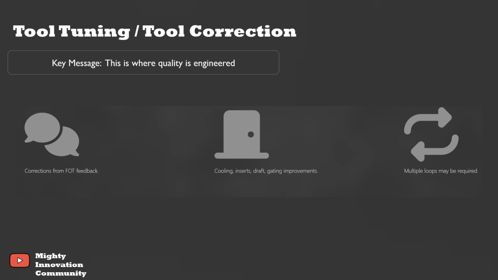After FOT, very few parts are perfect. This phase is called tool tuning or tool correction. Based on the FOT feedback, the tool inserts can be adjusted, the cooling lines optimized, or the gating or the draft angles corrected. Most parts need one or two tooling loops. This is normal and necessary to get good quality parts.